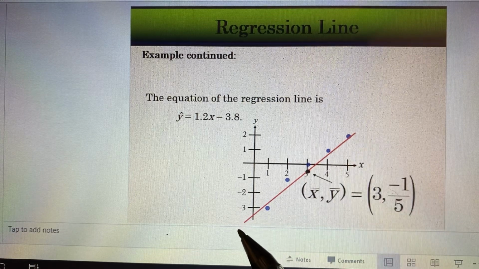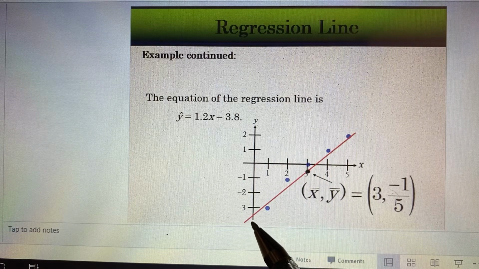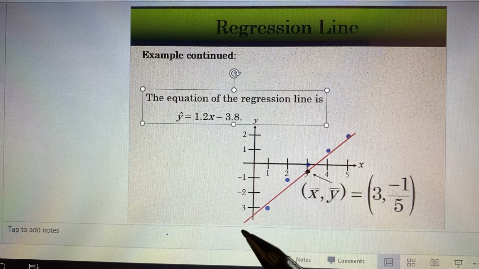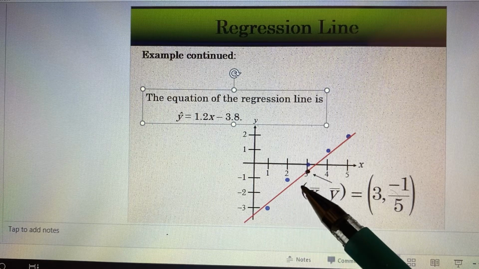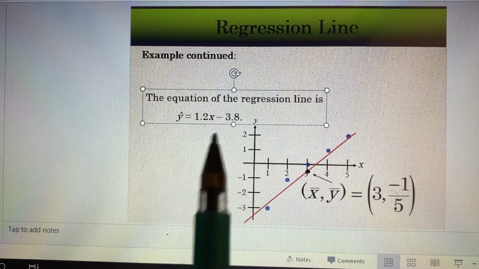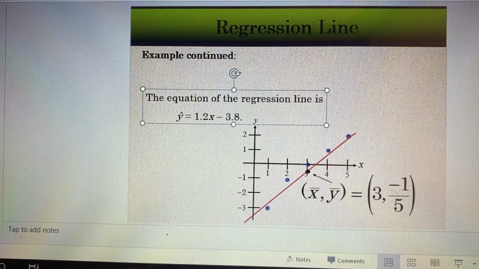The red line is crossing your y-axis at negative 3.8. So this point right here is 0, negative 3.8, the y-intercept. Your slope is positive. Okay, and I can see that it's positive because as we're moving to the right, the graph is going up, positive 1.2. So that's just a review of lines on a graph. And I'm going to show you guys how to get that equation in a minute with a different example.